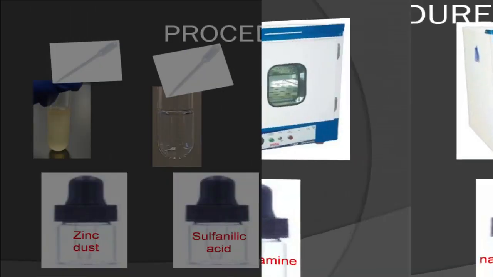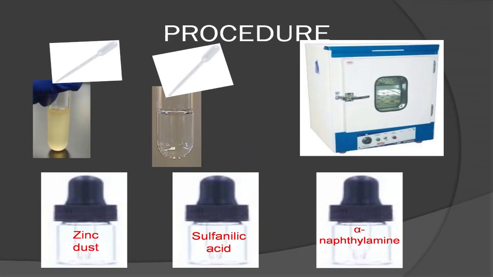Procedure of the test: the determination of nitrate reduction to nitrite is a two-step process. First, the reduction of nitrate to nitrite is determined by the addition of nitrate reagents, which are sulfanilic acid and alpha-naphthylamine. Then, if necessary, the reduction of nitrate beyond nitrite is determined by the addition of zinc dust.